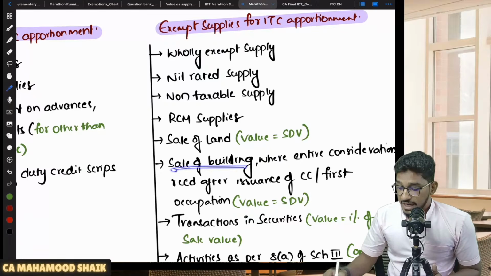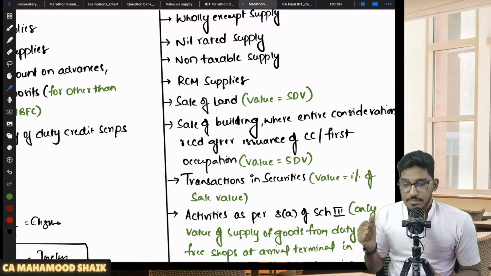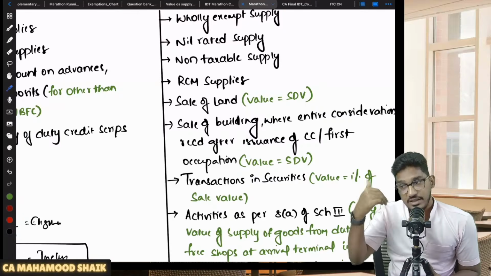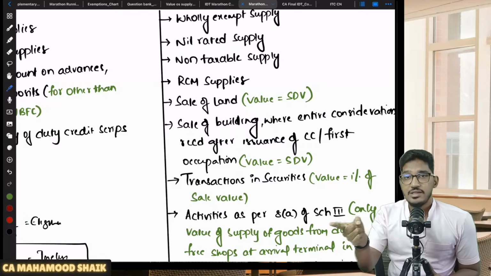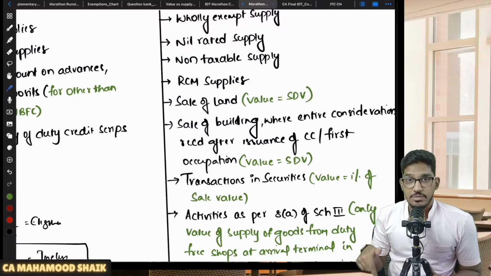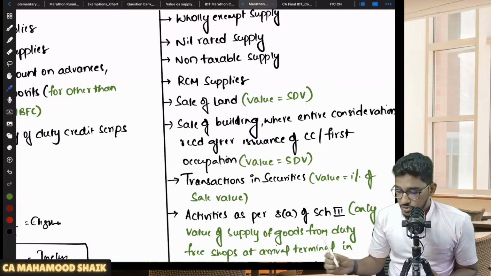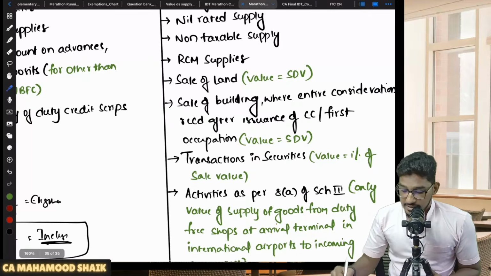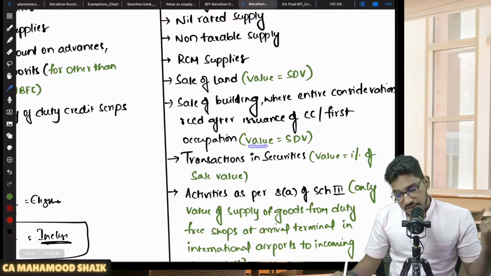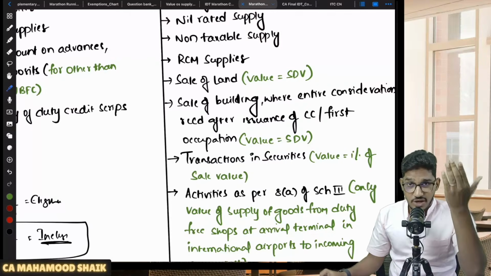Sale of building, where entire consideration is received after issuance of the completion certificate or first occupation. Sir, this is also not a supply. Sale of building where entire consideration is received after the cutoff date is also not a supply. Yes, that is not a supply. But for the purpose of apportionment, you consider that also as exempt supply. That means ITC attributable to that also will be disallowed. So that also will be considered as exempt supply, and the value will be what, sir? Once again, stamp duty value. Transactions in securities. Sir, securities is not a supply, is not money.